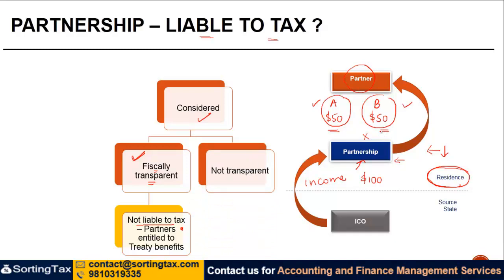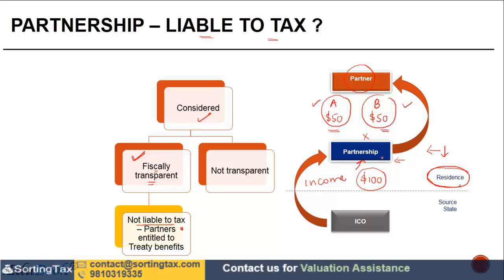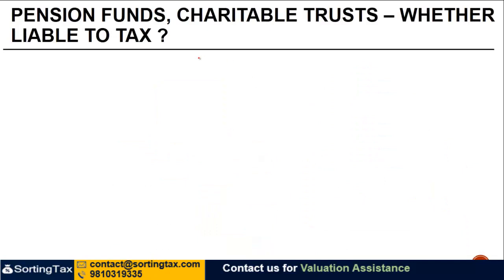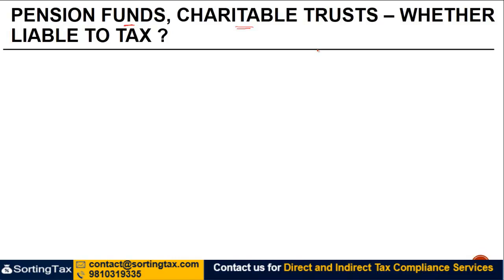However, if this firm was not treated as fiscally transparent, meaning that this $100 was taxed in the hands of the partnership firm as its income, then it is entitled to the benefit of the tax treaty. In addition to this, there could be certain pension funds, charitable trusts, etc., which are liable to tax in the country of residence if they do not satisfy certain conditions for exemption. Just like in India, charitable trusts are exempt from tax provided they operate in certain specific areas and satisfy some conditions. If they do not satisfy those conditions, they are liable to tax.